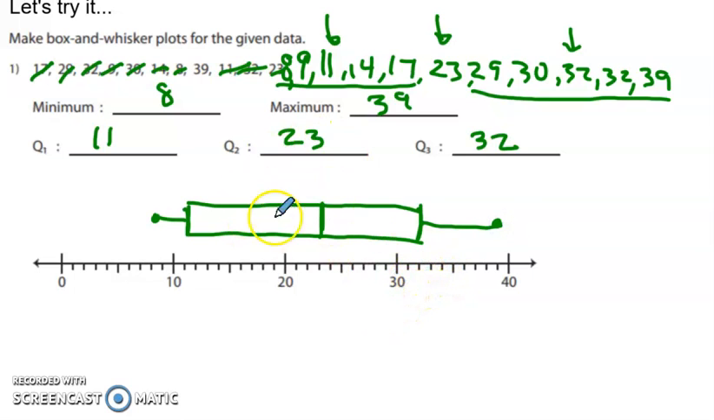Okay. Obviously, you won't be doing this on Schoology, but I'm going to give you a box and whisker plot, and I'm going to ask you questions about it.